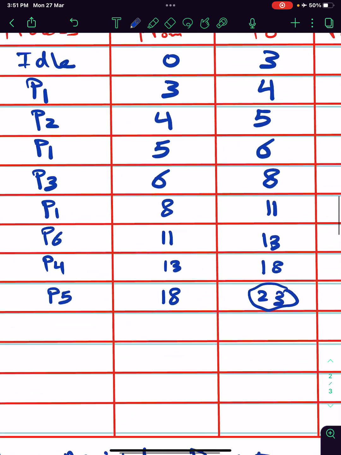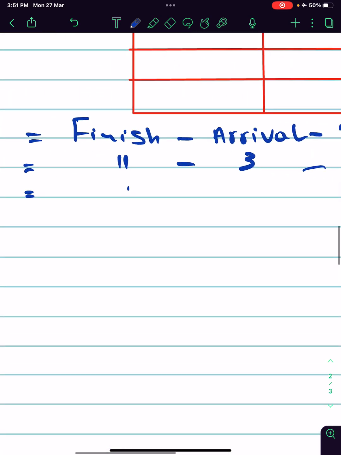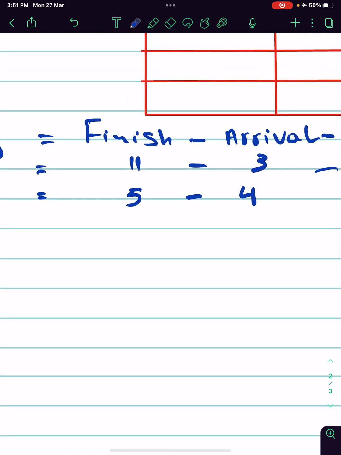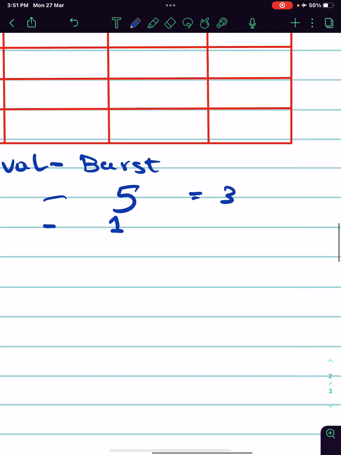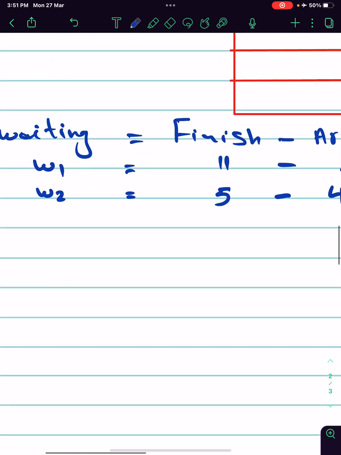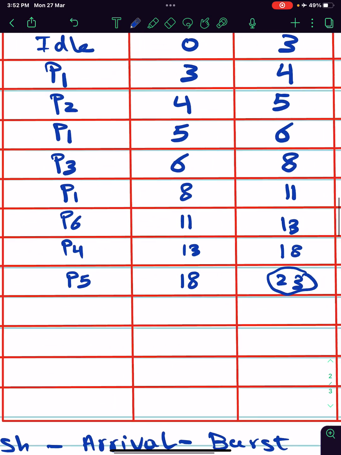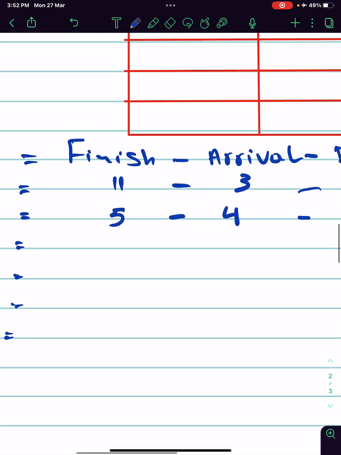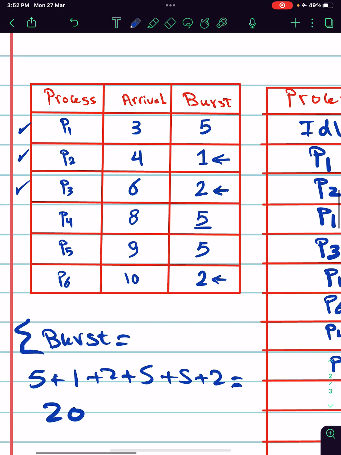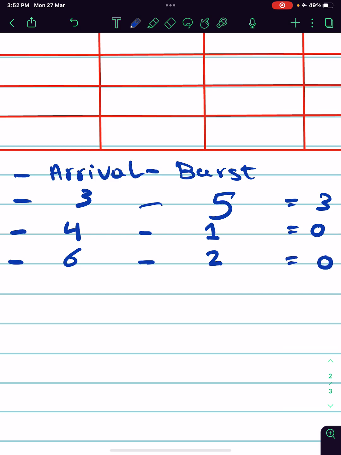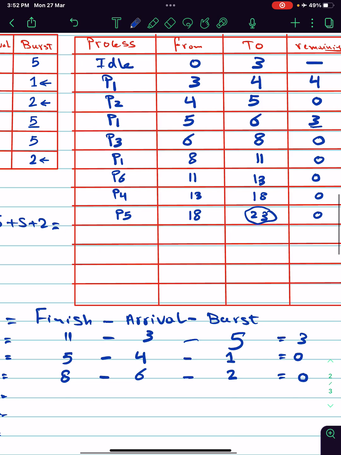For process 2, if you look, process 2 finished at time 5. It arrived at time 4. The burst is 1. So the waiting time here is 0. So waiting 3 for process 3. Process 3, as you can see, finished at time 8, correct, here. It arrived at time 6. The burst is 2. So the waiting time is 0.